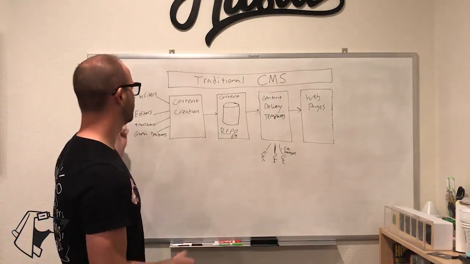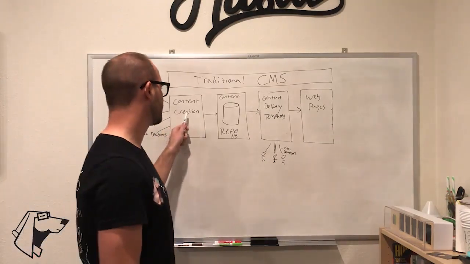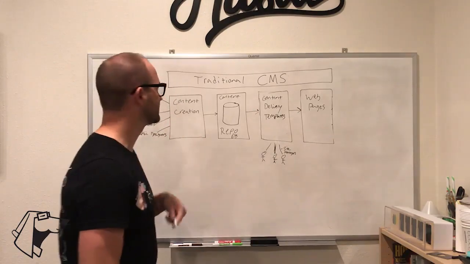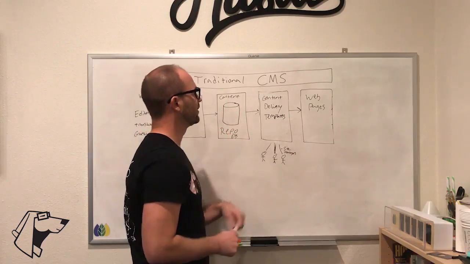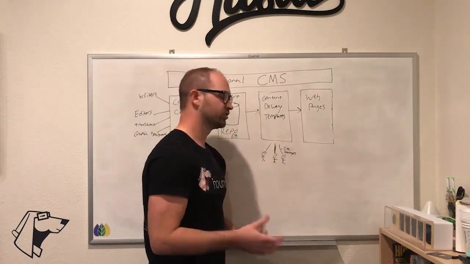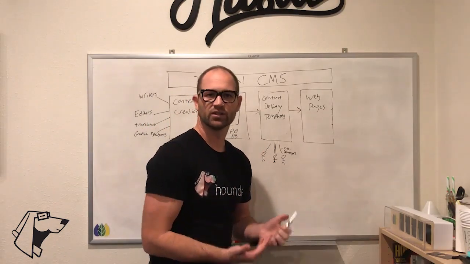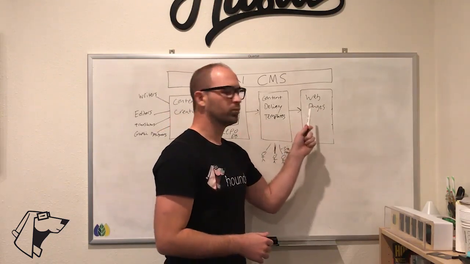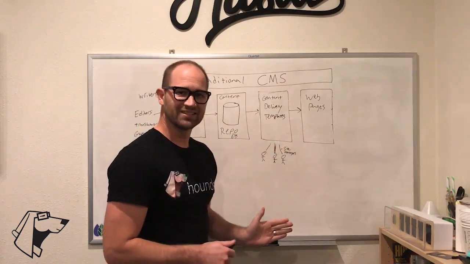When we look at traditional CMS today, whether you're in WordPress, Drupal, Sitecore, Adobe Sites, whatever it may be, it always starts with the content creation. This is where your writers, your editors, your graphic designers update the content, and then that gets into a content database, and then it gets delivered. This is where your developers usually are, building out specific templates, designs, things like that, and then it outputs to web pages. So this is what traditional CMS is today.